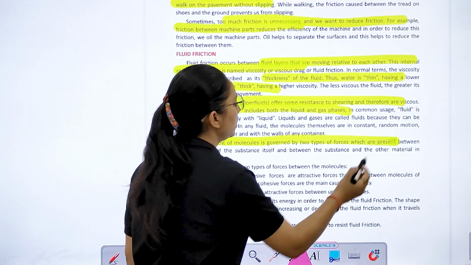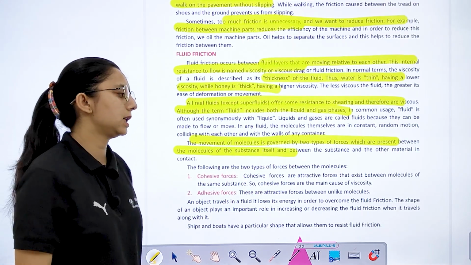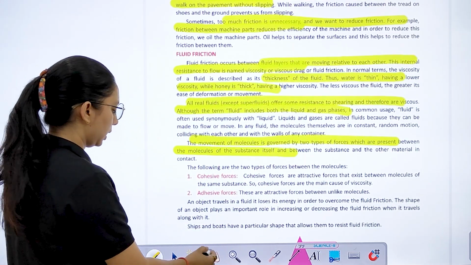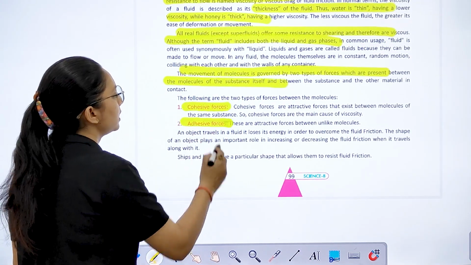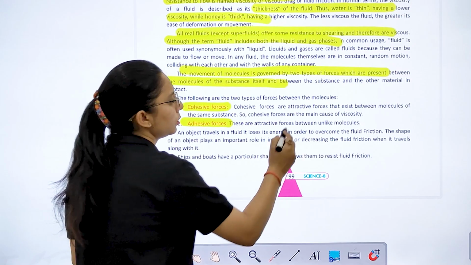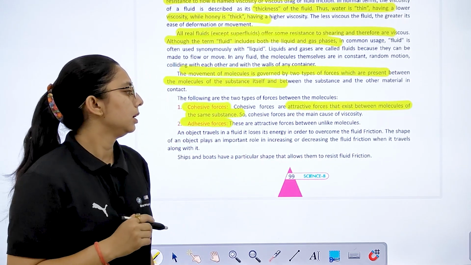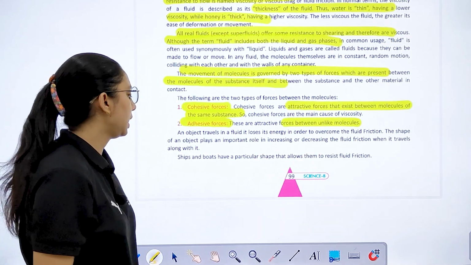The movement of molecules is governed by two types of force, which are present in the molecules of the substance itself and between the substance and the other material in contact. Now we have two types of forces: cohesive and adhesive. What is cohesive? It is an attractive force that exists between molecules of the same substance. Okay. And adhesive is between unlike molecules.